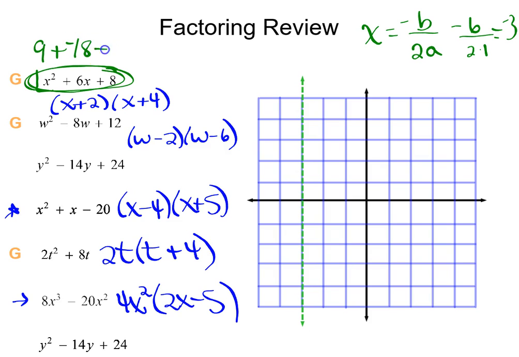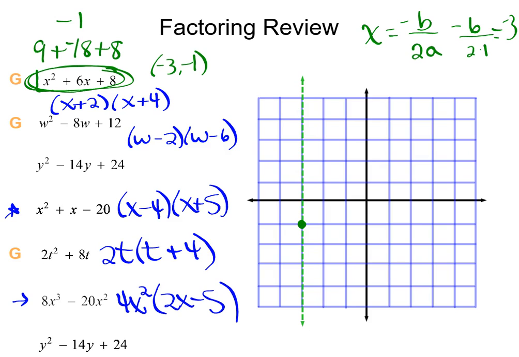Negative 18 plus 8. So what's 9 plus negative 18? That's going to be negative 9 plus 8, negative 1. So our vertex is at negative 3, negative 1. So go ahead and put that on your graph.